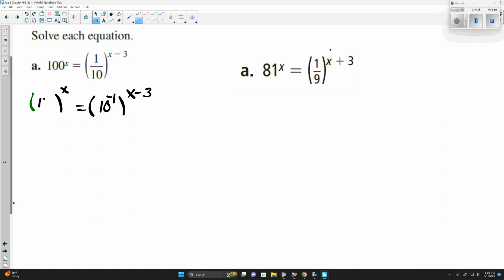Is there any way I can write 100 as 10 to an exponent? It would be 10 to the 2, because 10 squared is 100. Now are both bases the same? Yeah, because they're both 10. We do have to simplify the exponents a little bit, but the bases are the same.